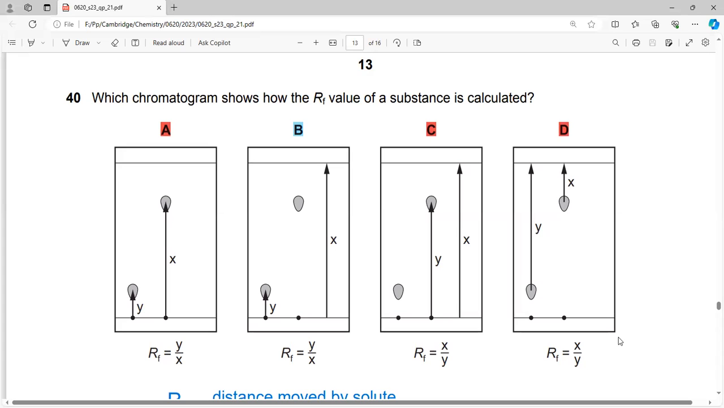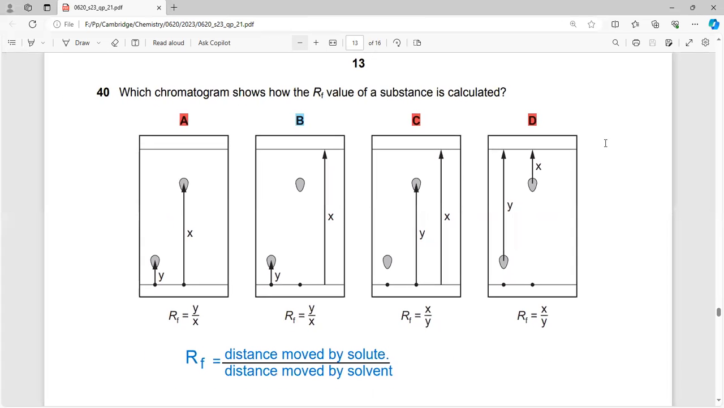Question number 40. Which chromatogram shows how the retention factor value of the substance is calculated? We can calculate the retention factor by dividing the distance moved by the solute by the distance moved by the solvent. So that's the correct way to measure the retention factor. Looking at option A, X is one solute and Y is another solute. So that's why it is wrong here. Y over X is solute divided by solute, so that's the wrong option.